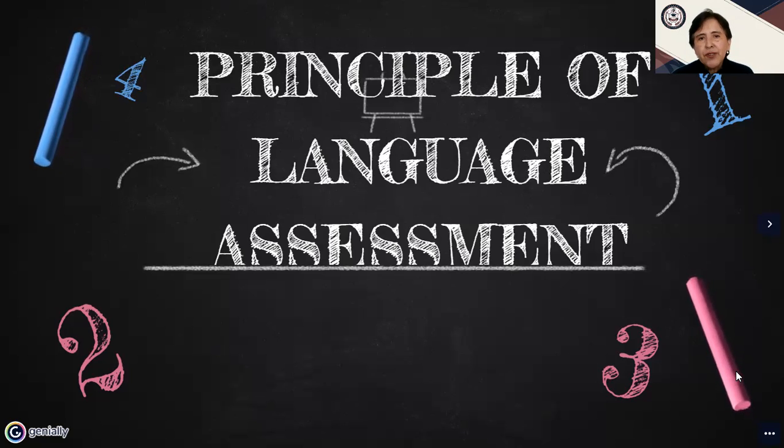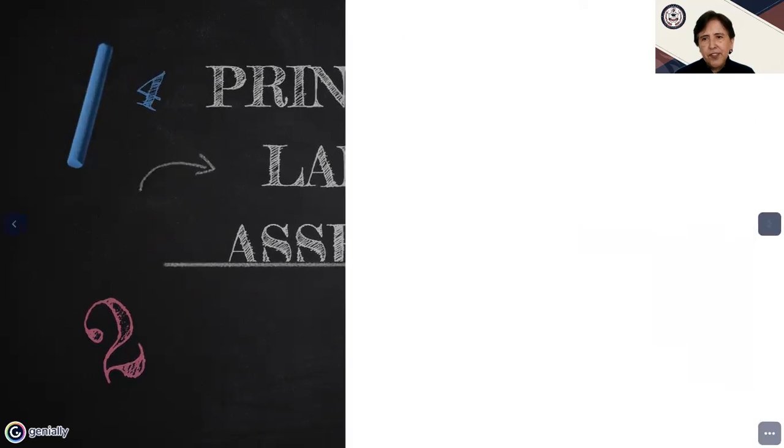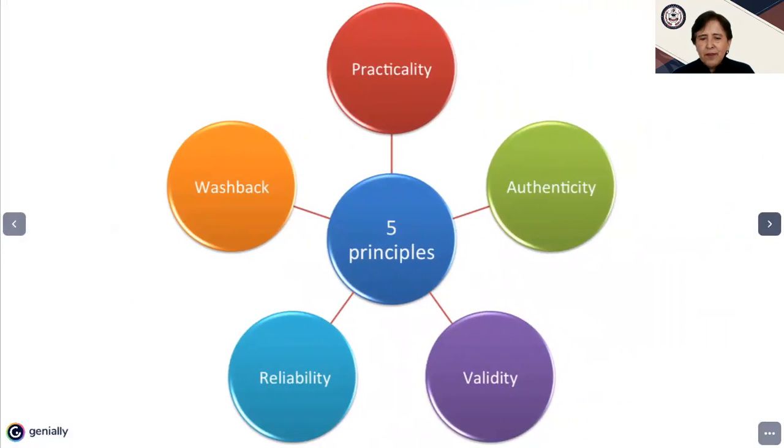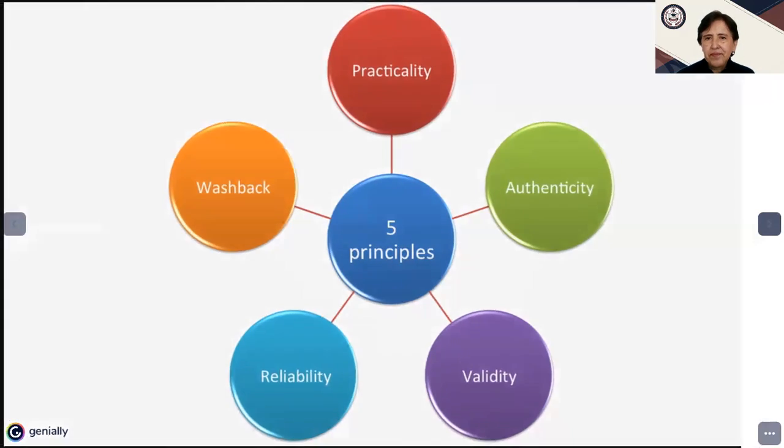Can the test be measured? Can the test use real world language use? Can the test provide useful information? And regarding all about this stuff, they have 5 principles: practicality, authenticity, validity, reliability, and washback. So we are going to talk about each one of them.